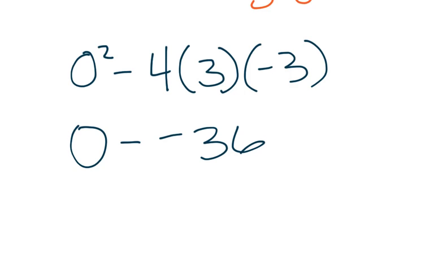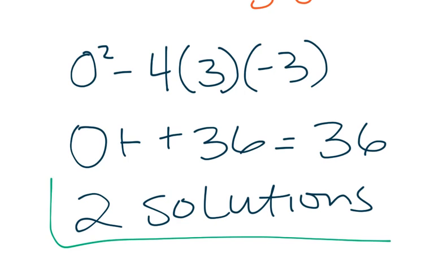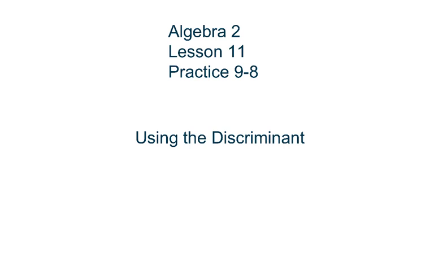So we have minus a negative number, which means we are actually adding. So this is positive 36, and since this is a positive number, we actually have two solutions. So this is your answer for this problem. And that is it for practice 9-8.